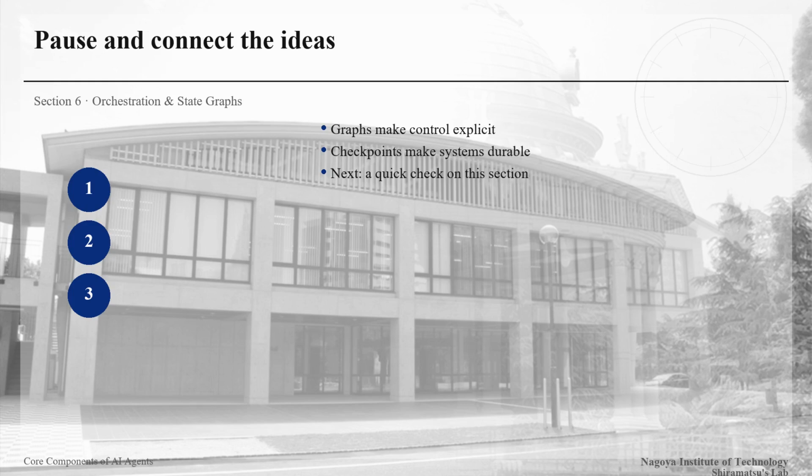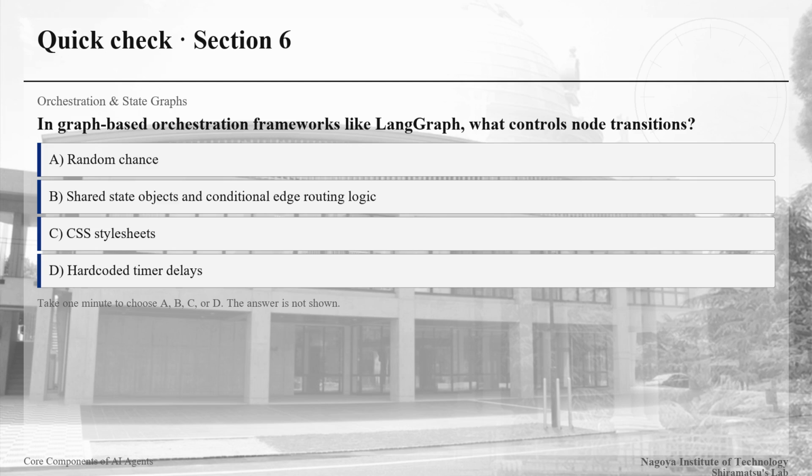Pause here. Graphs make control explicit, and checkpoints make systems durable. Now the final section check. Quick check after Section 6. In graph-based orchestration, what controls node transitions? Choose A, B, C, or D. Take 1 minute to think, then choose A, B, C, or D. The correct answer is not shown.